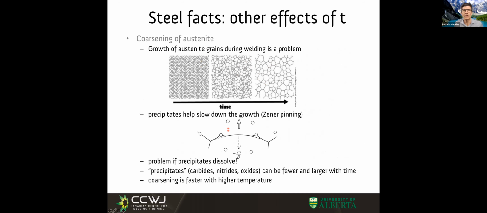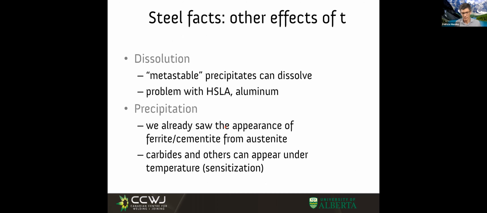Another effect of time is you can dissolve precipitates. The precipitates keep the grain size from growing, and if you dissolve them, then the austenite grains can move and grow too. Okay. Sometimes in time you can cause precipitates.